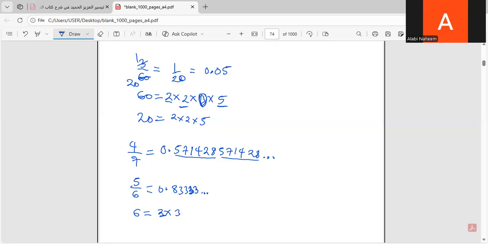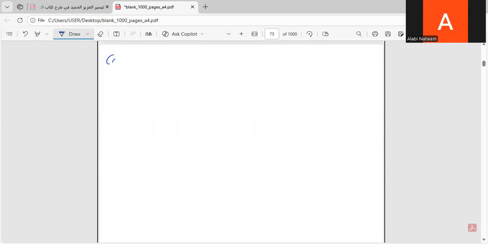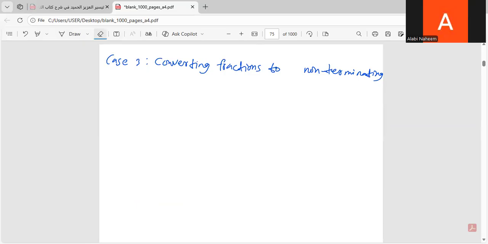Now our next focus is the third case. The third case is when you want to convert a fraction to a decimal, and that fraction will result in a non-terminating recurring decimal. How do we do that? Let's proceed. So in case 3, we are converting fractions to non-terminating recurring decimals.